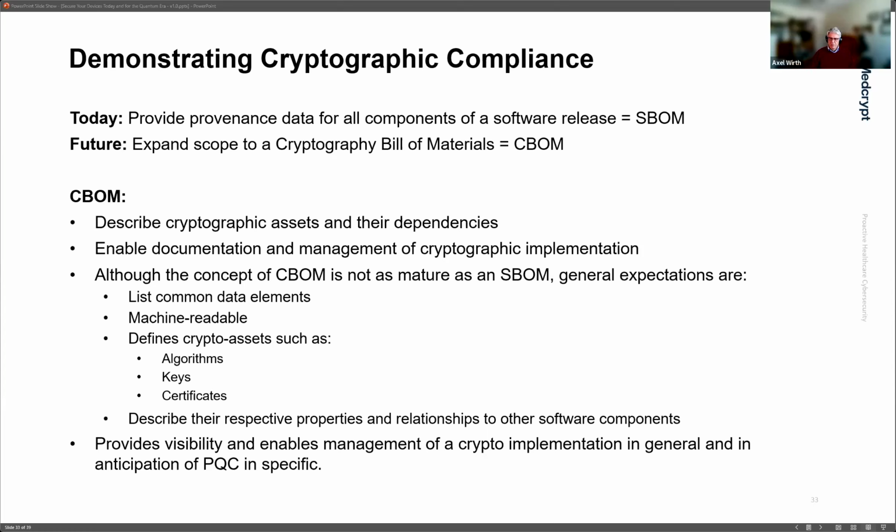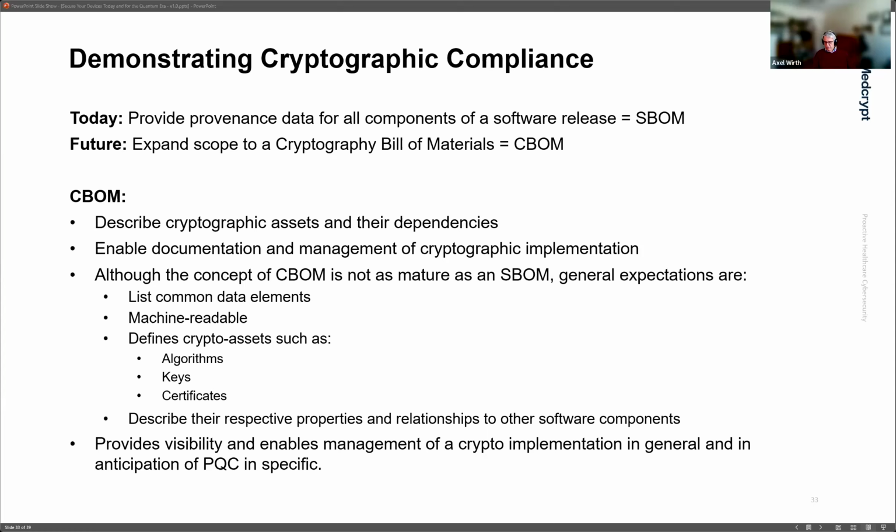Right. So a CBOM, summarized, is basically a listing and description of your cryptographic assets and their dependencies. It documents your cryptographic implementation as one of the supporting documents, not the only one.